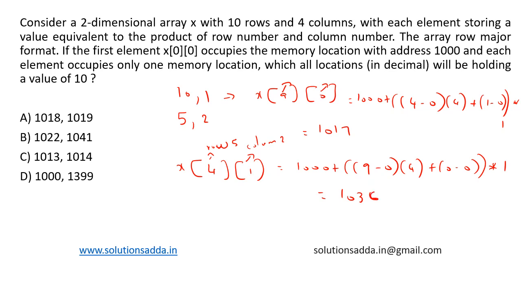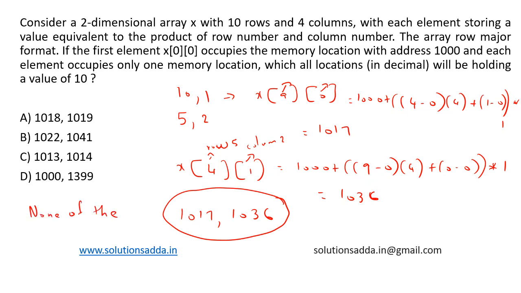So in these memory locations, we can have the value of 10, but none of the options are matching. So none of the options is the correct answer, and this is a question which was excluded from evaluation. Sometimes such erroneous questions can come. So we should not waste too much time. If we are not able to get an answer, we should move on to the next question. This is one important aspect of writing and clearing the ISRO paper.